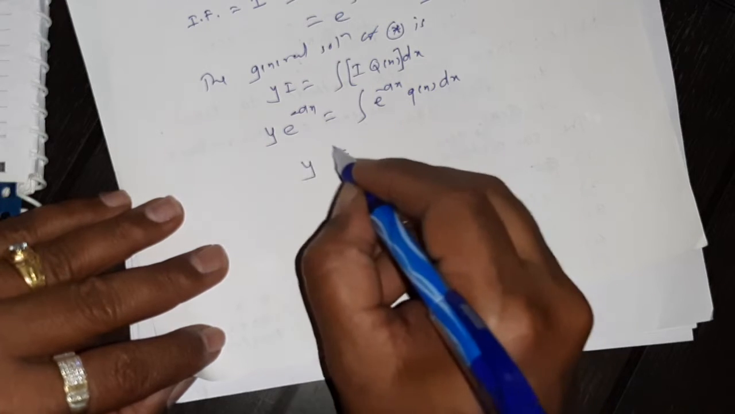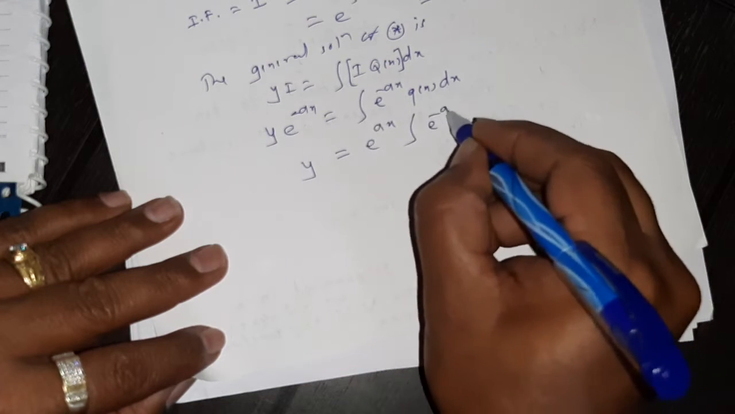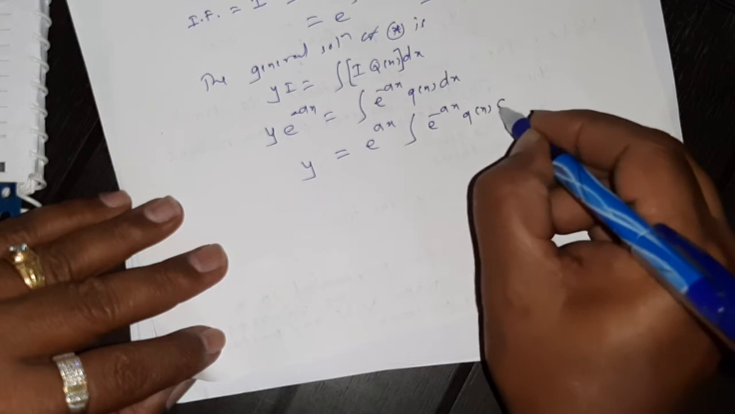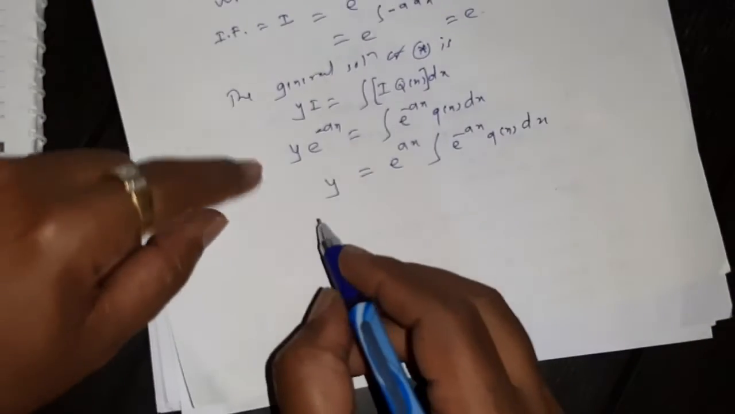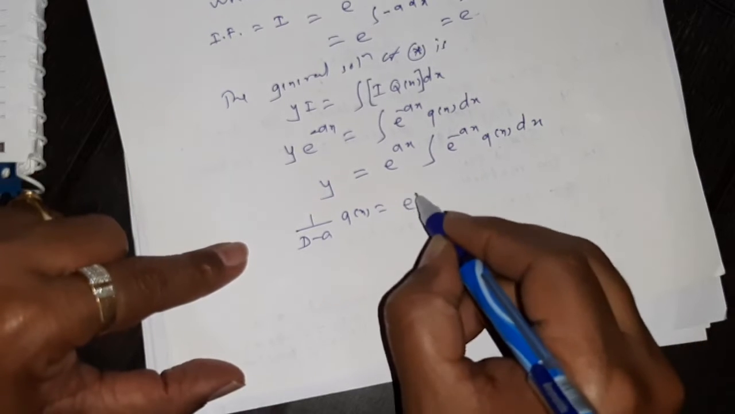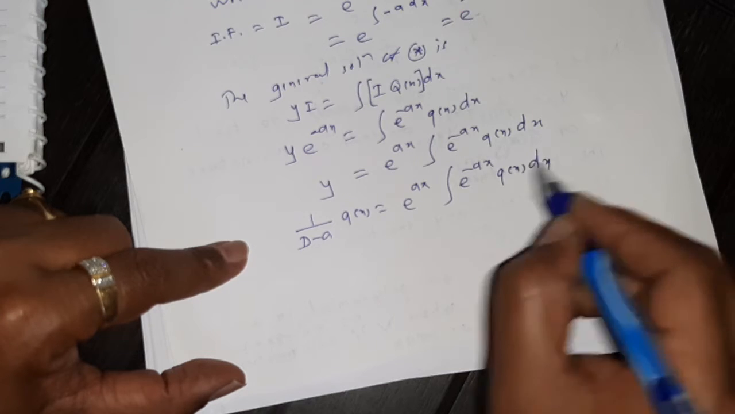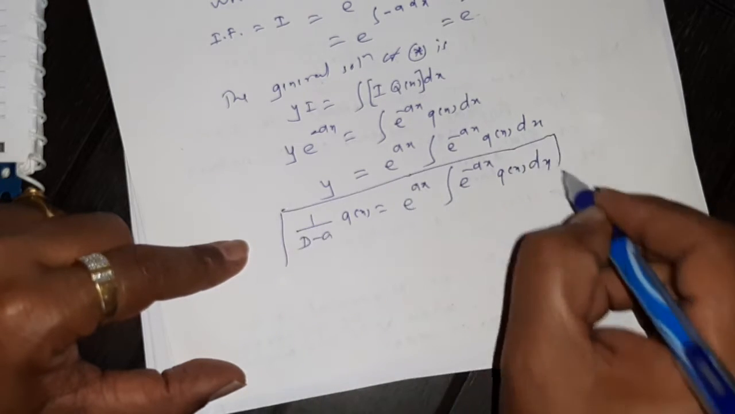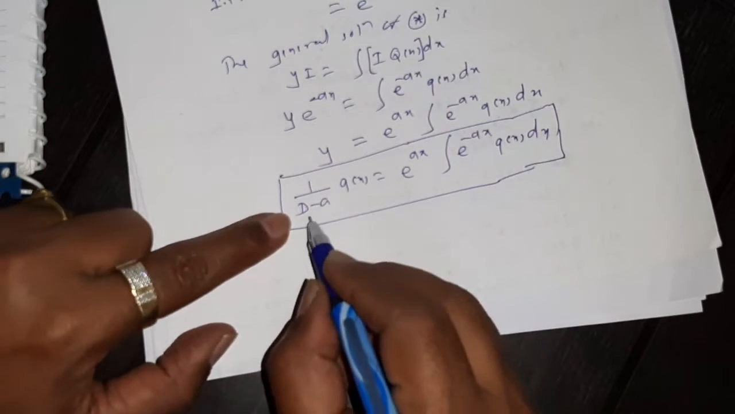And then what is y? Shift this e raised to minus ax, it becomes e raised to ax. e raised to ax integration e raised to minus ax Q(x) dx. And what is y? y is this, 1 by D minus a Q(x). So write 1 by D minus a Q(x) is equal to e raised to ax integration e raised to minus ax Q(x) dx. So this is the rule to find 1 by D minus a Q(x).